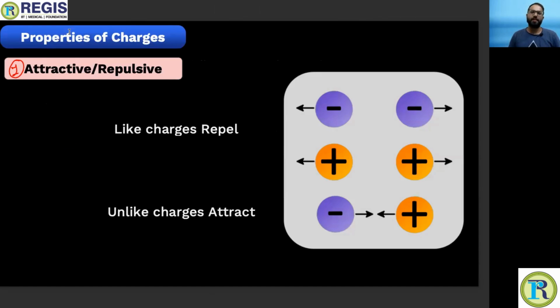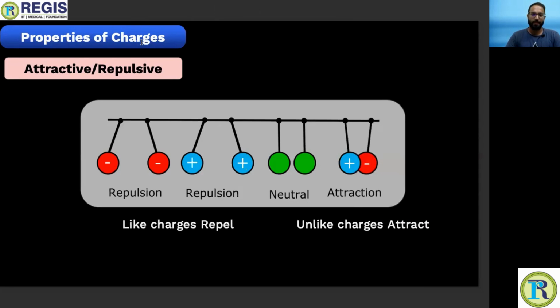Next is properties of charges, which we already know. Like charges repel each other, and unlike charges attract each other. I think it's a self-explanatory property. Clear? Now, second property. This is an example where you can see repulsion.